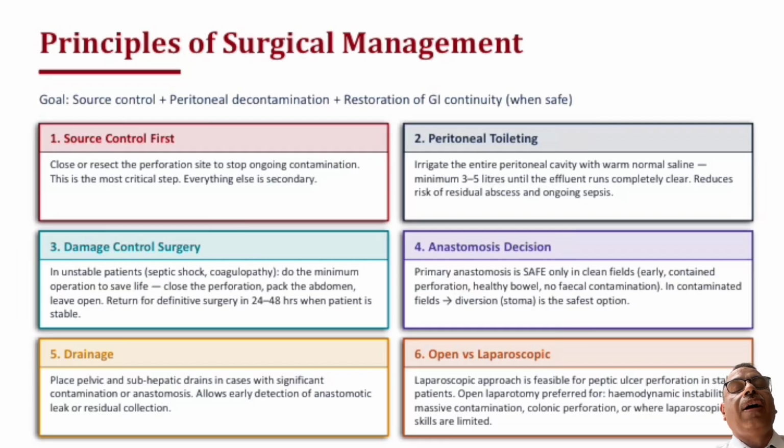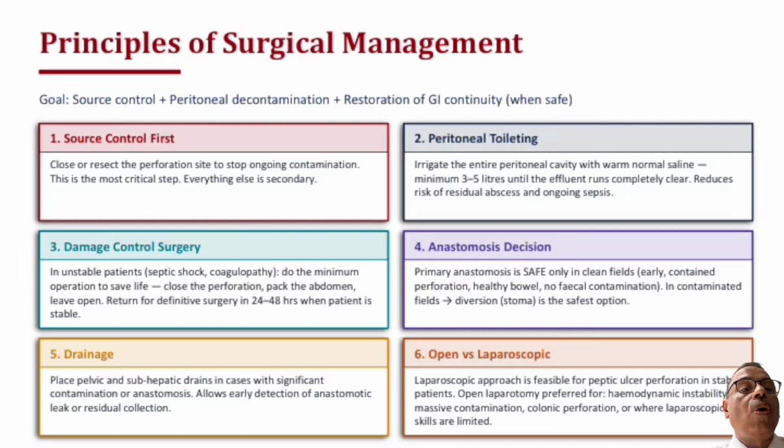Everything else is secondary. If you don't do a source control and try to do a peritoneal toileting or decontamination, the leakage would continue and all your efforts would be a waste. So source control is the most critical step. Once you have controlled the source by appropriate measures, which we would see later on, the next step is to irrigate the entire peritoneal cavity with a warm normal saline. Make sure the temperature is lukewarm and not very hot or very cold. Minimum 3 to 5 liters should be used until the effluent runs completely clear. This reduces the risk of residual abscess and ongoing sepsis.